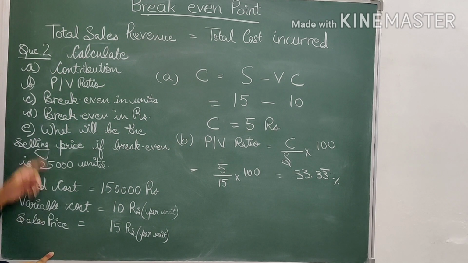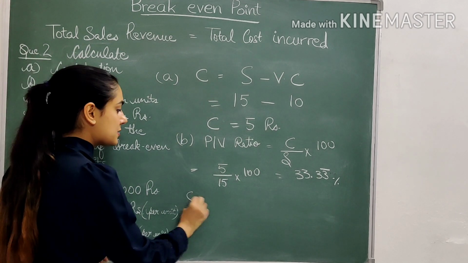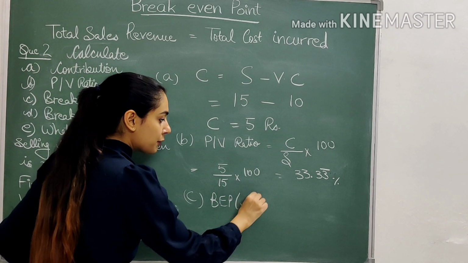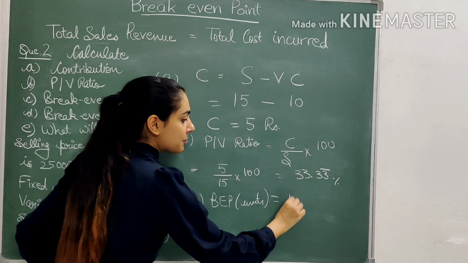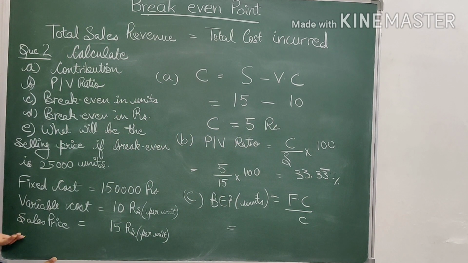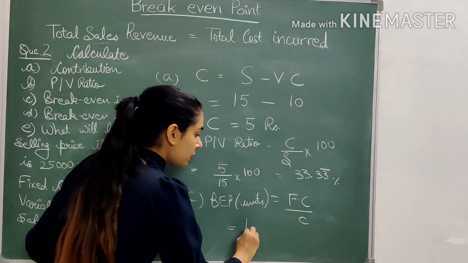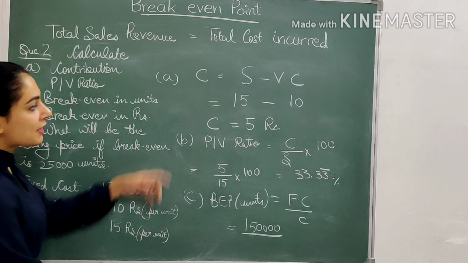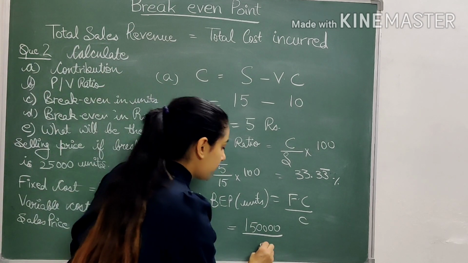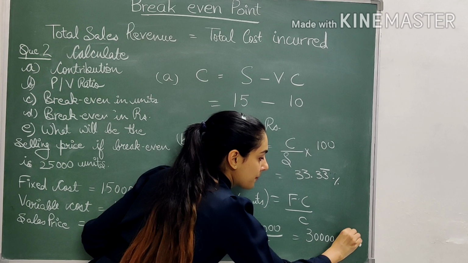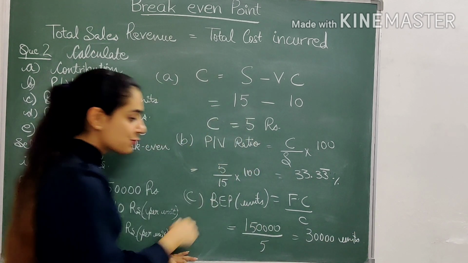Next we have to calculate break even in number of units. To calculate break even point in number of units, the formula for the same is fixed cost upon contribution. So fixed cost is given to us as 1,50,000 and contribution, which we have just calculated as rupees 5. So this is 30,000 units. The answer is 30,000 units.